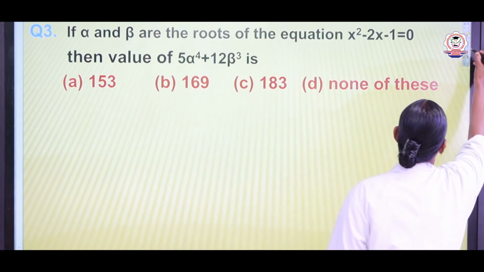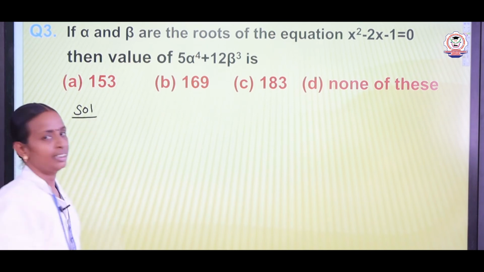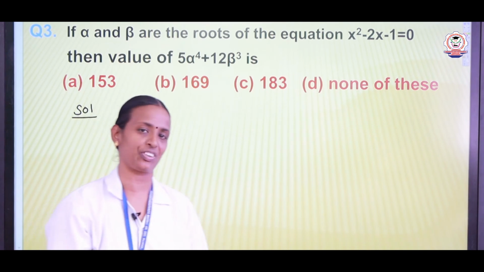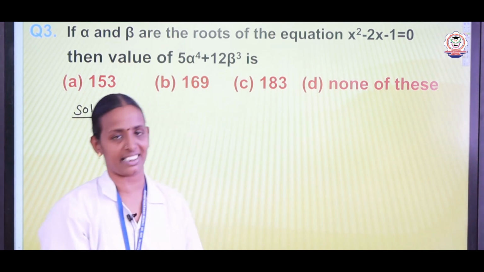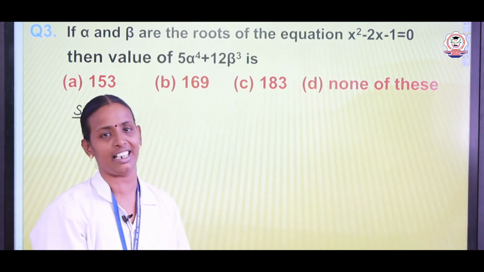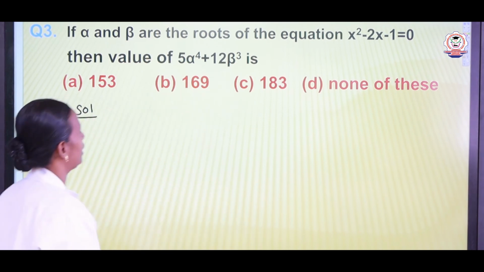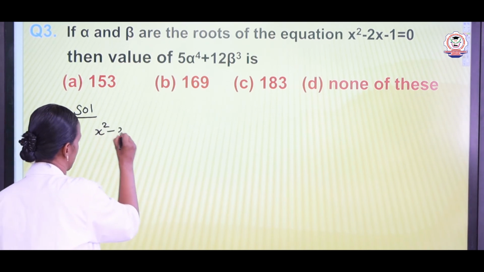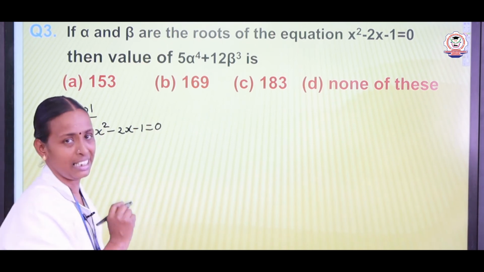The same thing we are using, that is sum of the roots is equal to minus b by a and product of the roots equal to c by a. We know the general form of the quadratic equation, that is ax square plus bx plus c equal to 0. We are using the relation between coefficients and roots. Now, the given equation is x square minus 2x minus 1 equal to 0. This is our given equation.